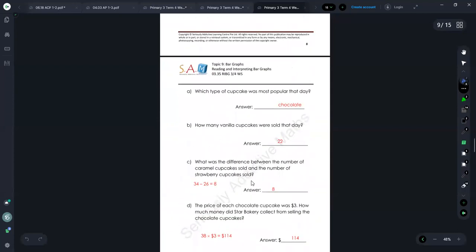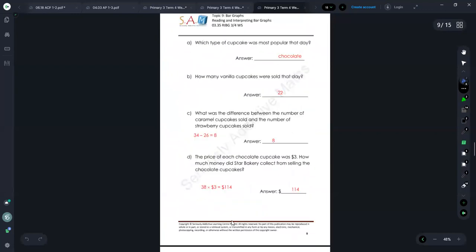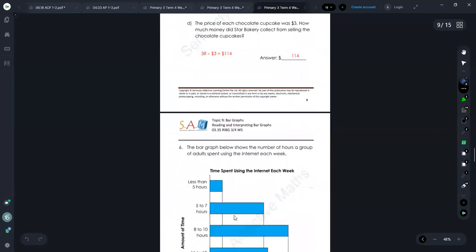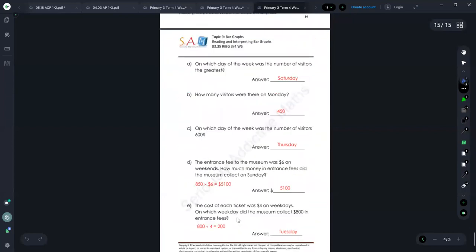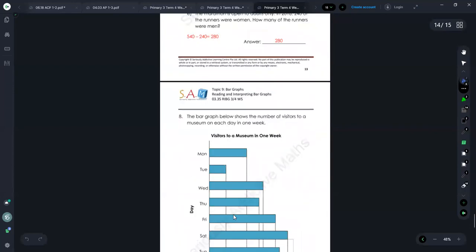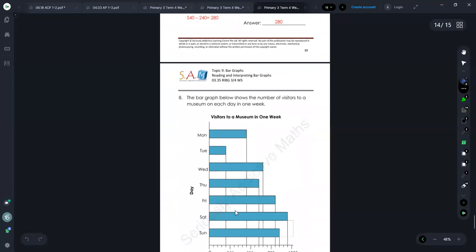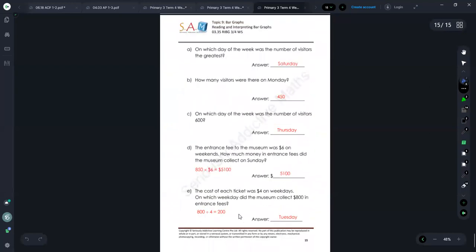Then there's a question that requires multiplication as well, so take note of that. You might get them to do question 5, or maybe just get them to do question 3 instead of 5. And then the rest can be assigned as homework.